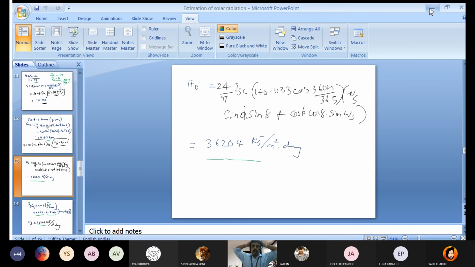So you take the printout of the data book. It is needed for your exams as well. Only the page that I have mentioned yesterday, not the entire book, is needed for you. Estimation of solar radiation, sun earth geometry, that is needed.